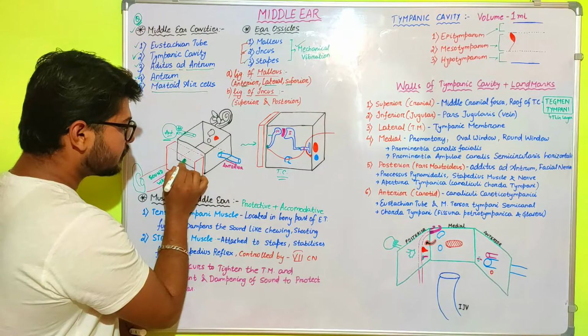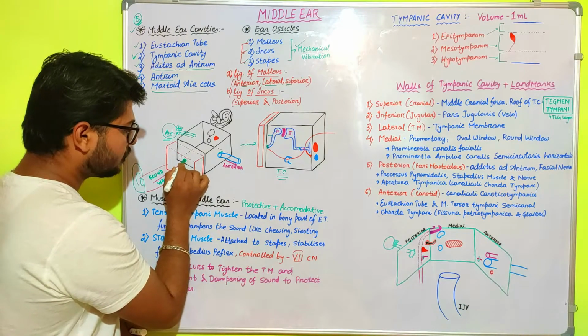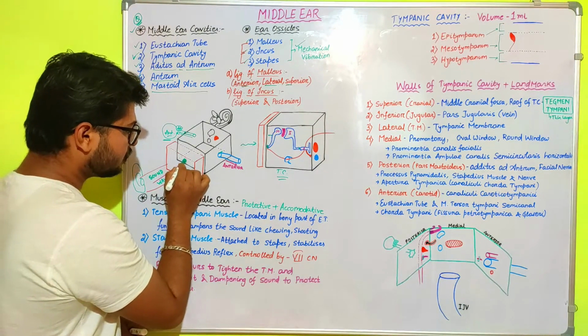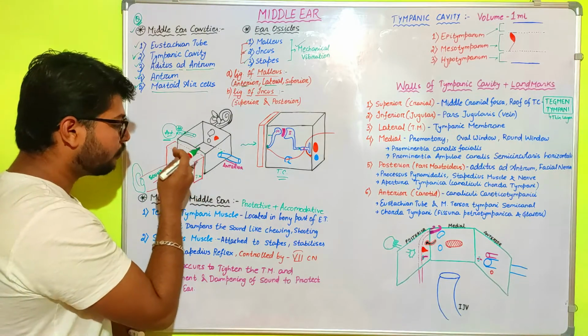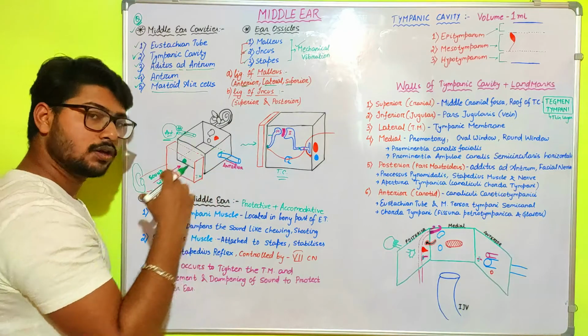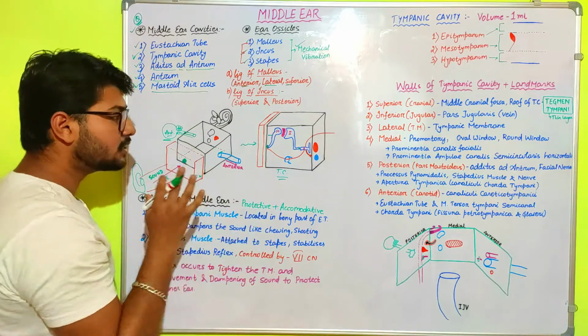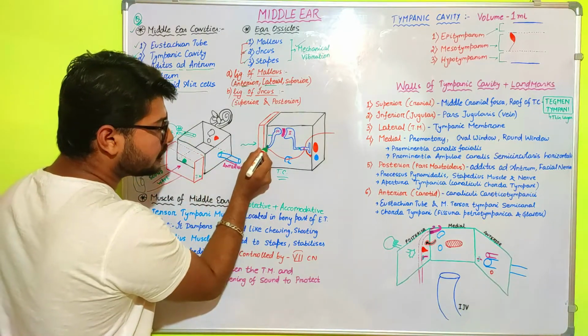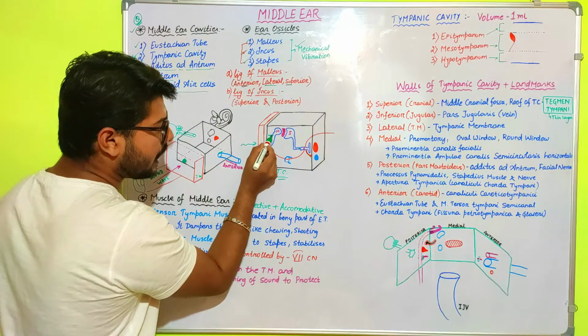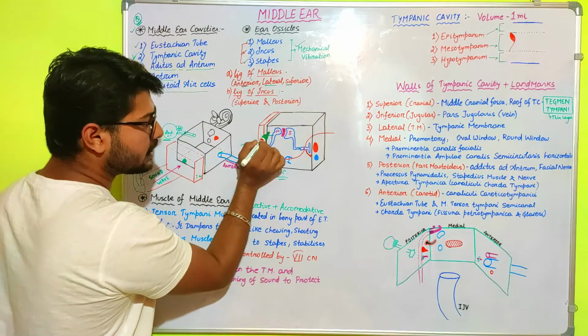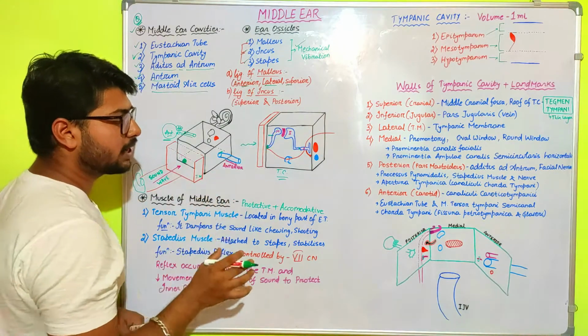Okay, this is the umbo. On the surface of the tympanic membrane we can see the umbo, and then the handle of malleus, and then the short process of malleus. This is the umbo, this is the handle of malleus, and here we have the short process of malleus, and then we have the head of malleus.